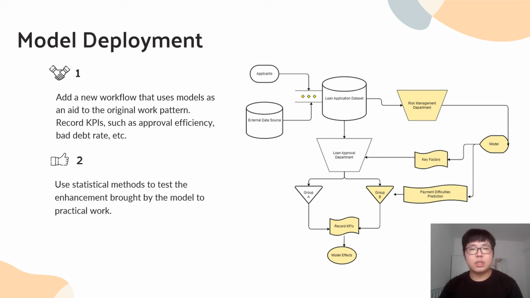The risk management now extracts data from the application dataset and then makes use of machine learning to assist one of the approval groups. After more than one repayment cycle, we record enough KPIs such as approval efficiency and bad debt rate, and then we make use of these records for statistical tests to check the feasibility of model deployment.